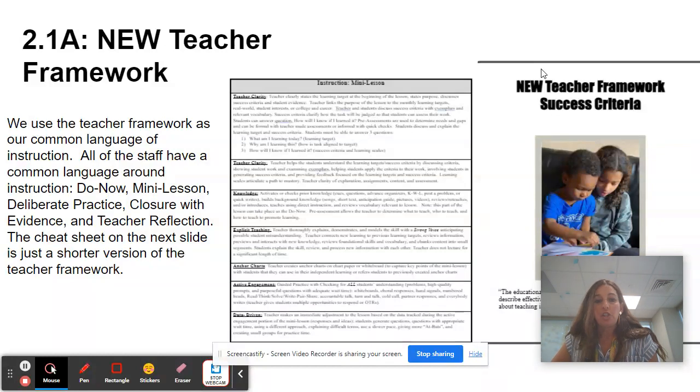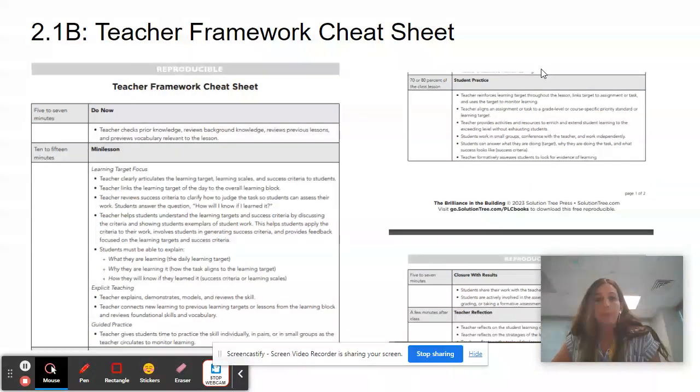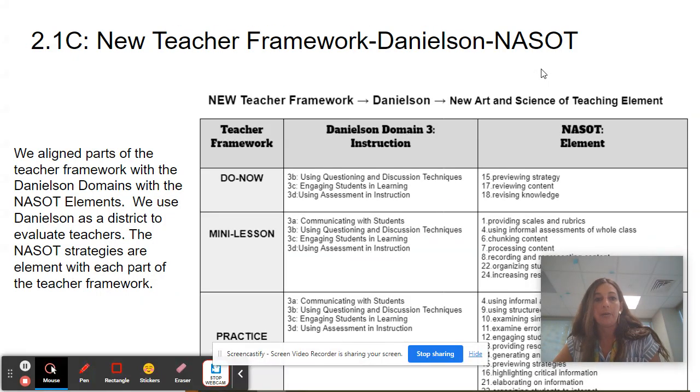This here is just a cheat sheet that we go through and look at to help us with this teacher framework. This here shows it more specifically. So as you'll see, it's breaking down from the do now to the mini lesson with the learning target focus. We have the success criteria to measure the learning within that learning target. We also have the student practice and the closure with the teacher reflection piece. This is given to all teachers so they have that common language and understanding of the teacher framework.